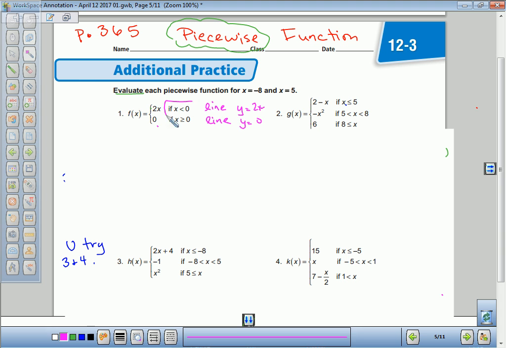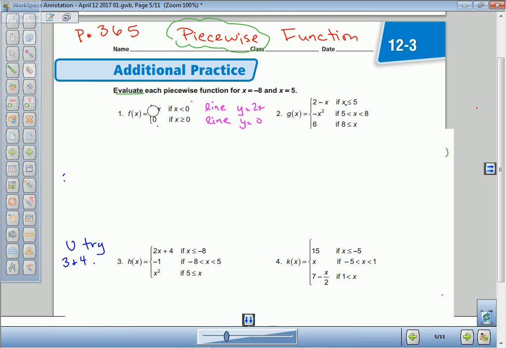The first line only exists to the left of the y-axis. It's only for x values that are less than 0. So it is basically a ray that starts on the y-axis and goes left. Now this is a line. It's actually a horizontal line. And it is only for x values that are greater than or equal to 0.